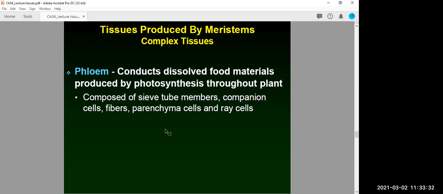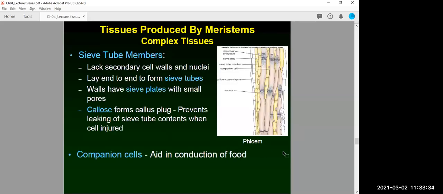So let's see if we have, oh, we have a good graphic here. So take a look here on the right. You can see each of the individual sieve tube members. These are those long tube-shaped cells. They have this sieve plate that allows the sugar to be transferred from one cell to another to basically move throughout the plant.